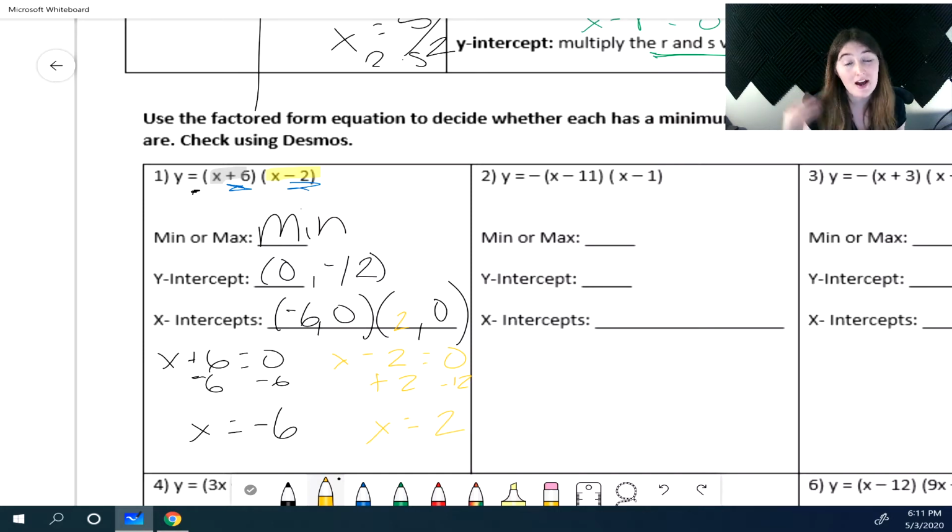Okay, I know that was a lot and we went through it kind of fast. We're going to keep practicing. We've got 6 to do total.